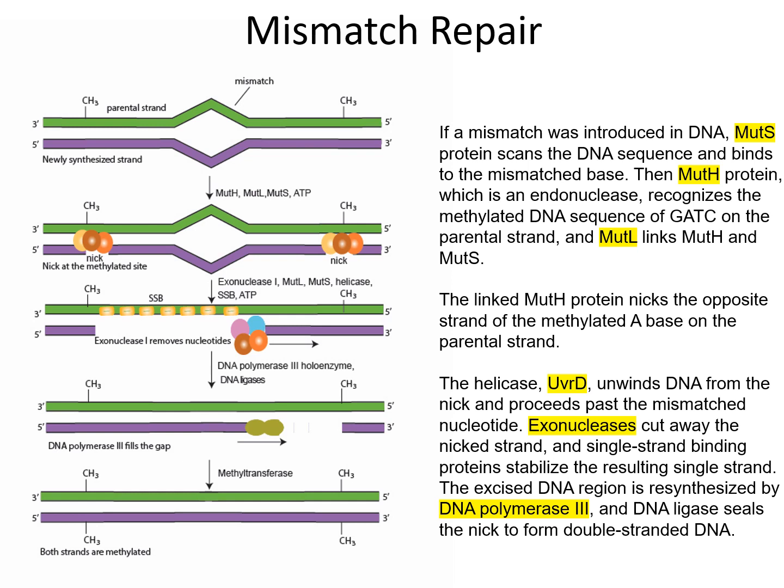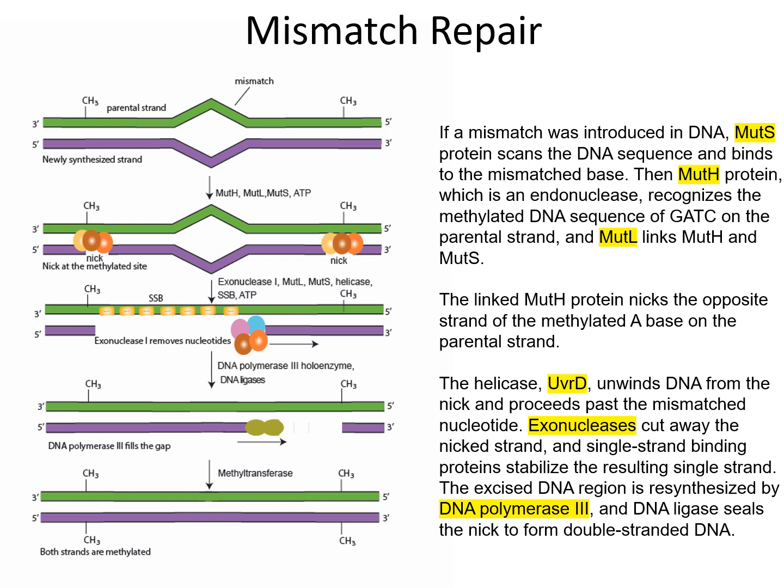So for the mismatch repair, the MutS protein will scan the DNA sequence and bind to the mismatched base. Then the MutH protein, which is an endonuclease, recognizes the methylated DNA sequence GATC, which means this is the parental strand. And then MutL links MutH and MutS.